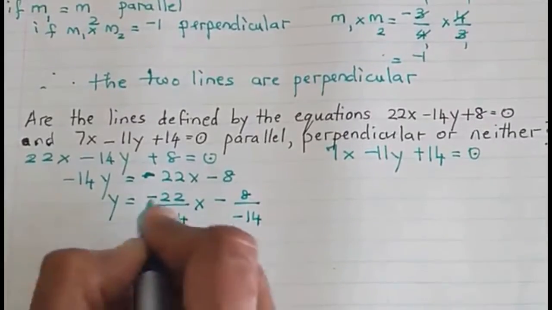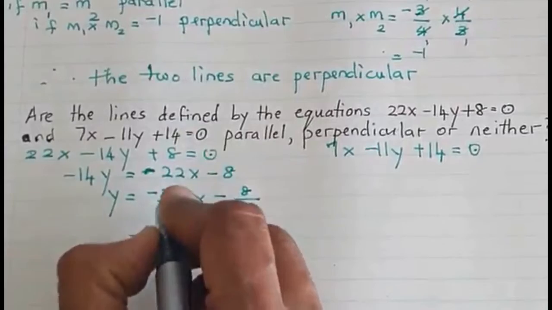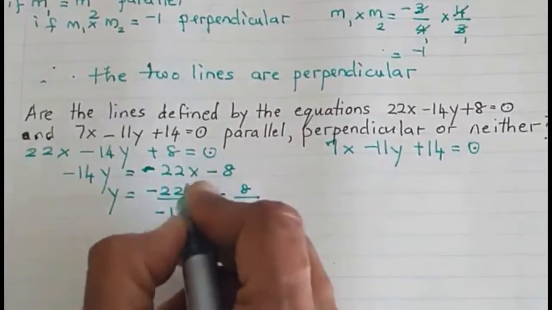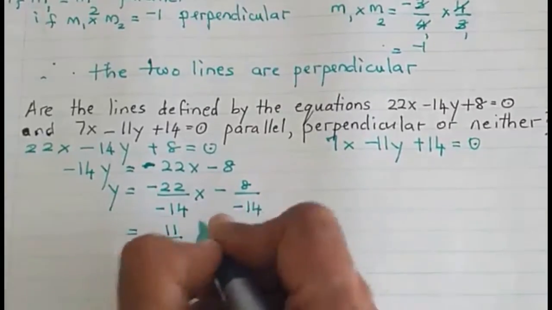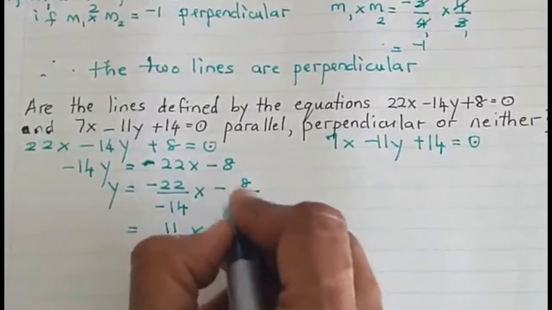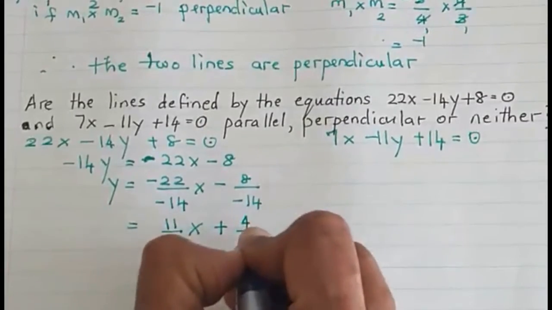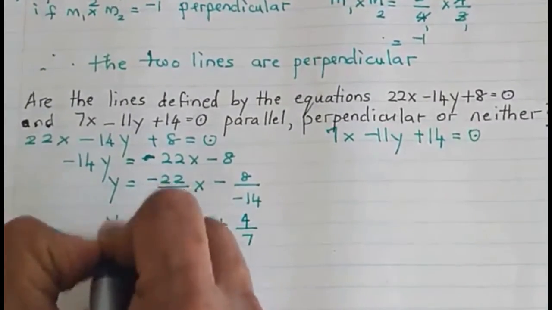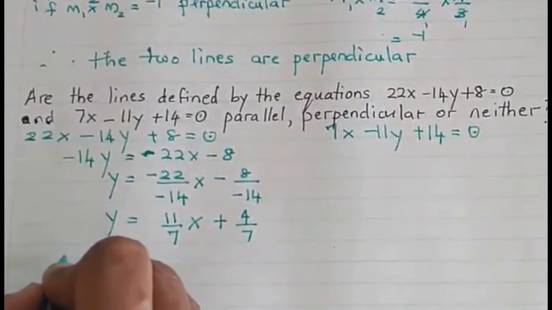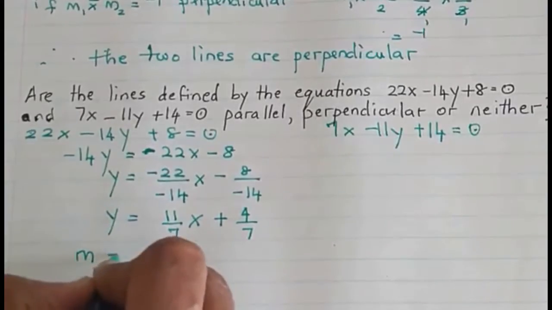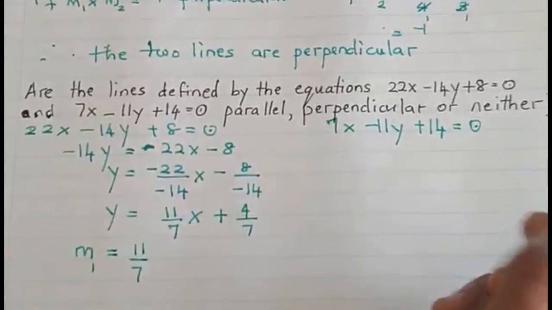So these two negatives are going to become positive. When I divide two negative numbers, the answer is going to be positive. And I'm also going to simplify. 2 goes into 22 and 14. So that's going to be 11 over 7 positive x. And that's going to become positive, that's going to be 4 over 7. So I have written the equation in y equals mx plus b. So let's call the slope of this line m1, which is 11 over 7. And let's do the second equation.